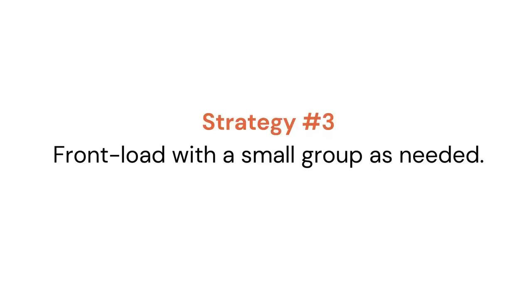Strategy number 3 for scaffolding complex text reading with the whole group is to front load with a small group as needed. So you may have students who struggle more than others to work with this complex text. Maybe they are English language learners, maybe they are behind when it comes to fluency and comprehension skills. So what you might want to do is actually pull them separate from the group and work through the text in advance. If the students are going to intervention, you might have the interventionist work with them on building fluency with this particular text before you bring the text to the whole class. So these students are more prepared to tackle it.